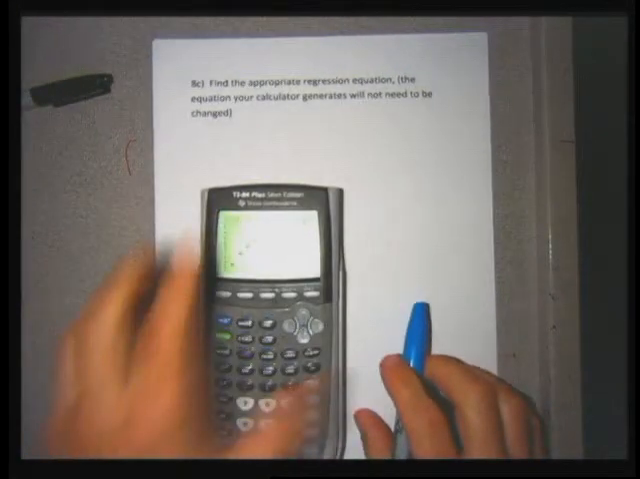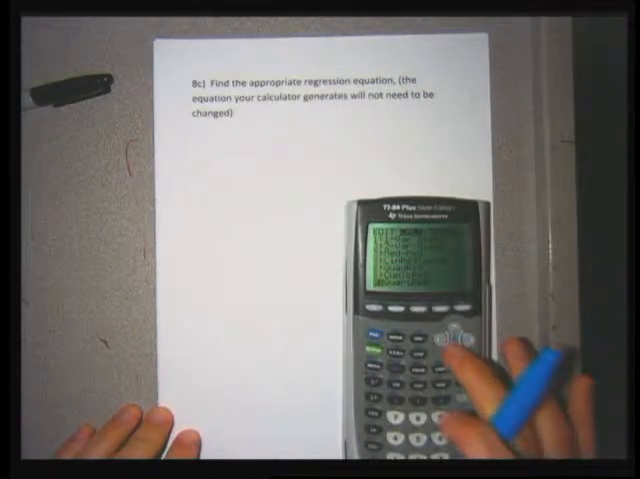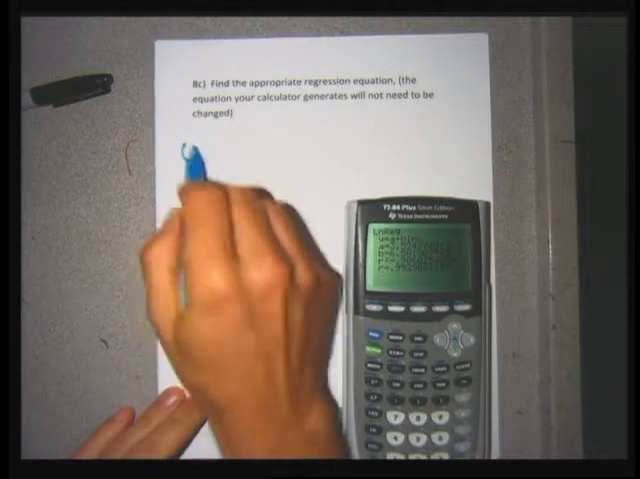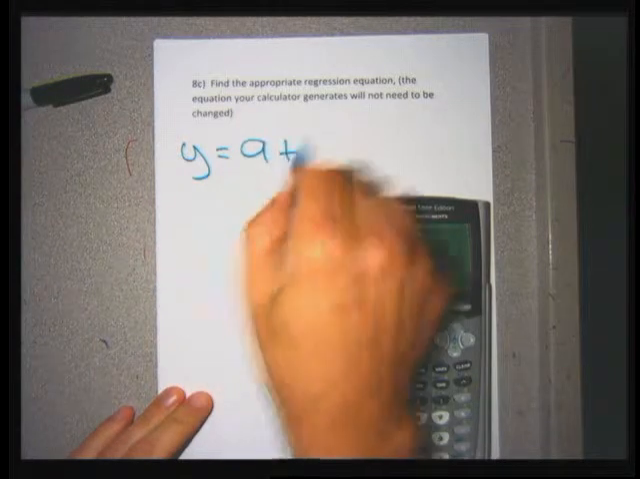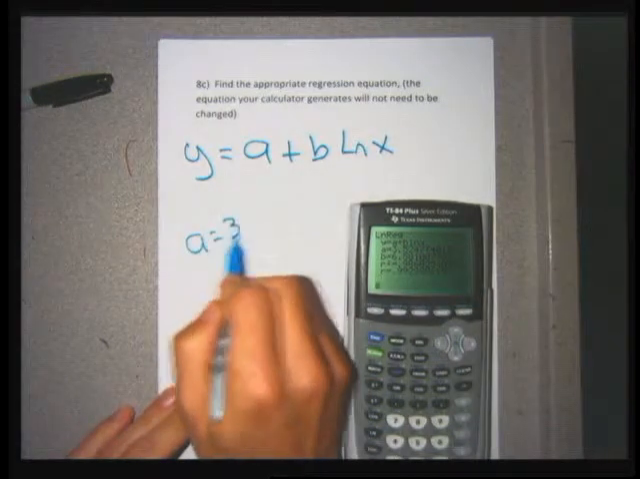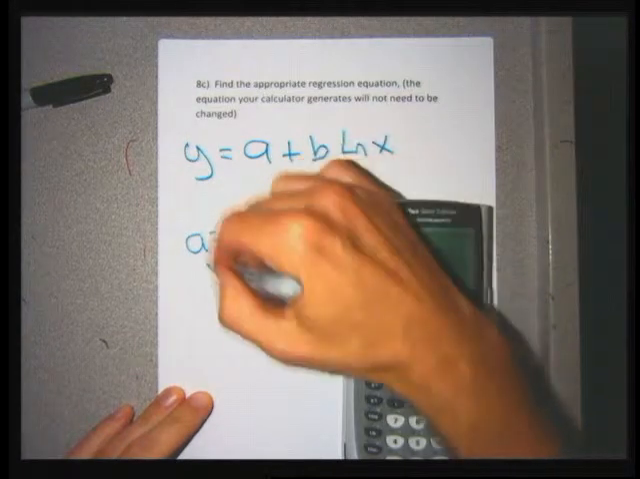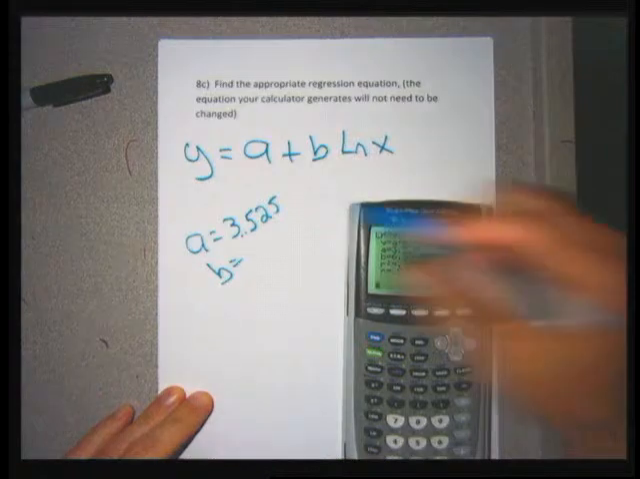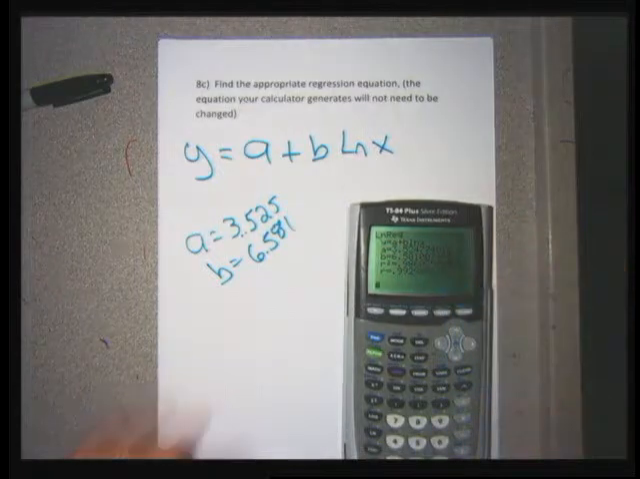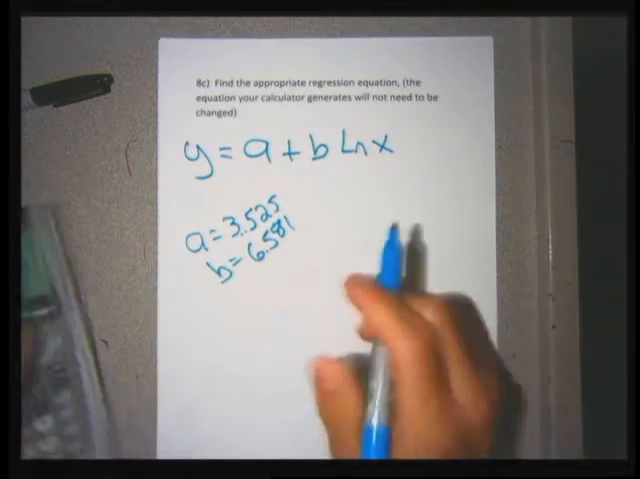So I'm going to go stat, calc, go down to ln regression, natural log regression, hit enter twice. My calculator tells me that the equation is in the form y equals a plus b times the natural log of x. And it tells me that a is 3.525 and that b is 6.581. And then it gives me the correlation, the r numbers, and you can see that's a really good fit. Anytime you get these over 0.8, you're doing well. So I'm going to plug those numbers in, and that's going to be the answer to part 8C.